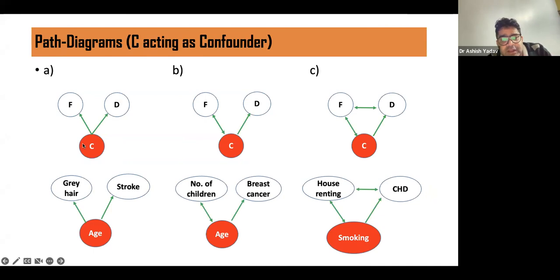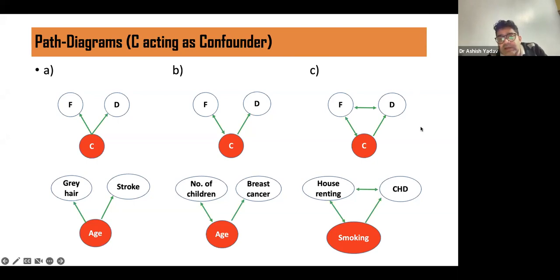Look at these path diagrams. D is the disease and F is the risk factor. If you have a third variable that is directly related to the risk factor and directly related to the disease, that third variable might act as a confounding variable. For example, age is directly related to stroke and directly related to hair graying. But there is no arrow from hair graying to stroke, so causality is not there. Age is directly related to the risk factor and the disease outcome, as in number of children, breast cancer, and age. If the third variable is directly related to the disease but only indirectly related to the risk factor, then also the variable can be considered a confounding variable.